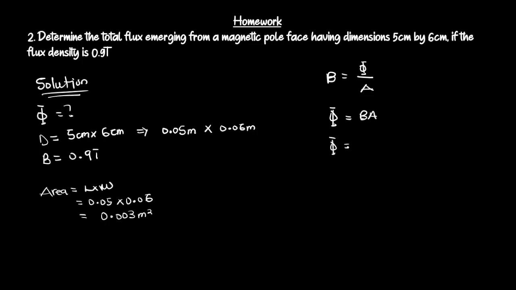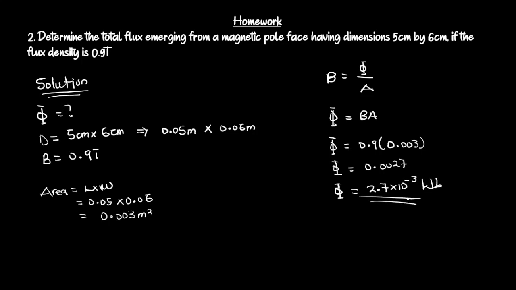So our phi will be equal to, the value for B is 0.9 multiplied by the area, which is 0.003. So 0.9 multiplied by 0.003 will give me 0.0027, and if I convert that to standard form, I move the decimal point 1, 2, 3 times, so I have 2.7 times 10 raised to the power minus 3 Weber as my answer for this particular problem.